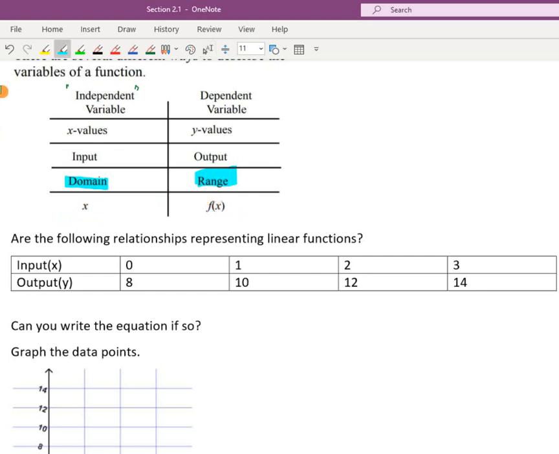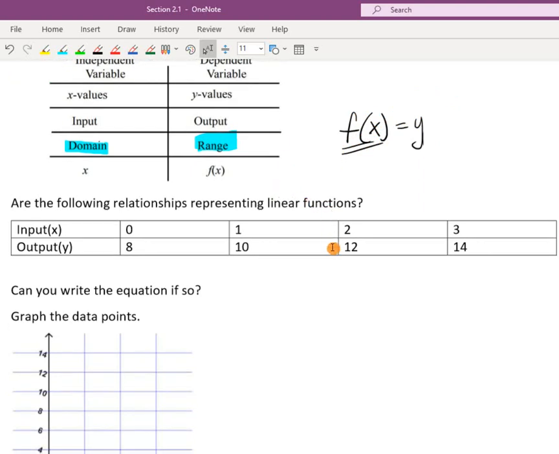This f, it's usually an italicized or cursive f, and then a parenthesis around x. And that just means that that's the output. By definition, we say f of x. Usually, we just call it y. We can make that connection. If you want to think about what your y values are on your graph, we can think about them as f of x.